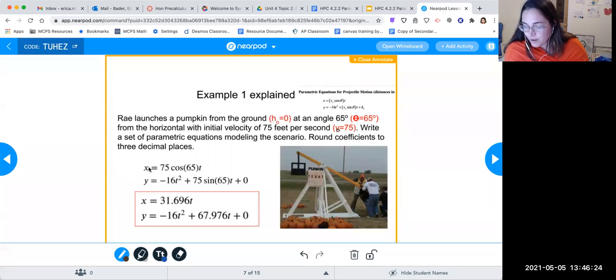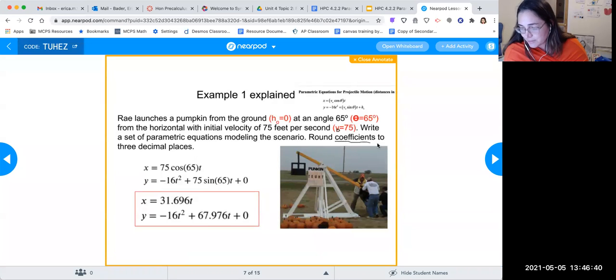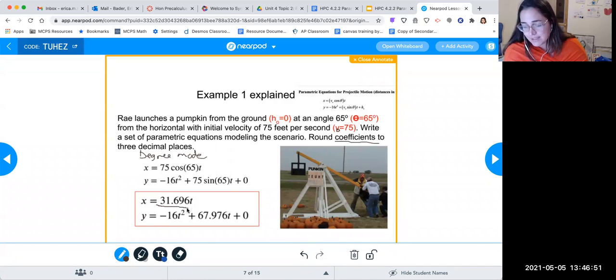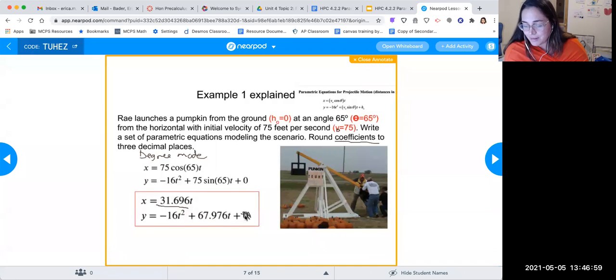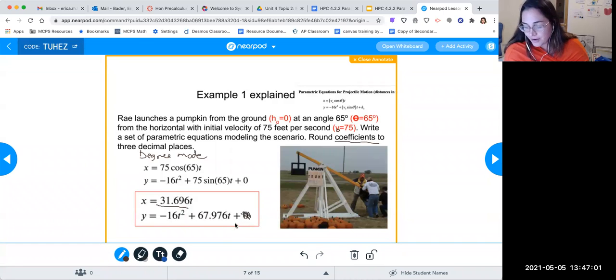All right, so x is initial velocity cosine of theta t, so x = 75 cos(65)t. y is negative 16t squared plus 75 sine of 65t plus 0. And then if I'm rounding my coefficients to 3 decimal places, then the coefficient to t here will be, remember I need to be in degree mode for this unit, degree mode, 31.696t. And then my 75 sine 65 will round to 67.976t. And I don't really need that plus 0, but there it is, okay?